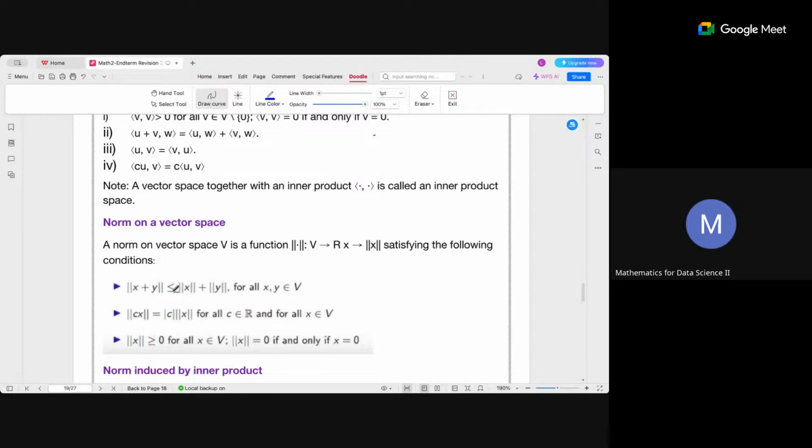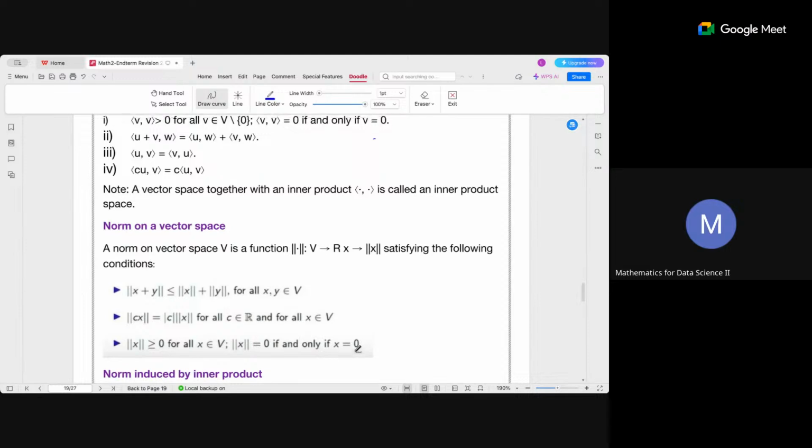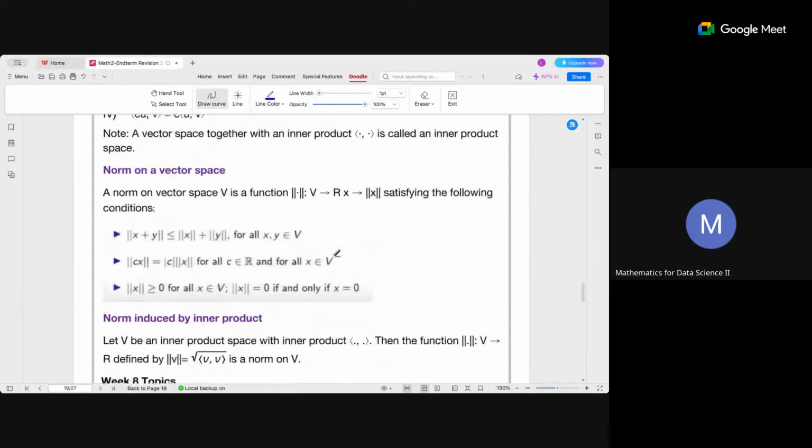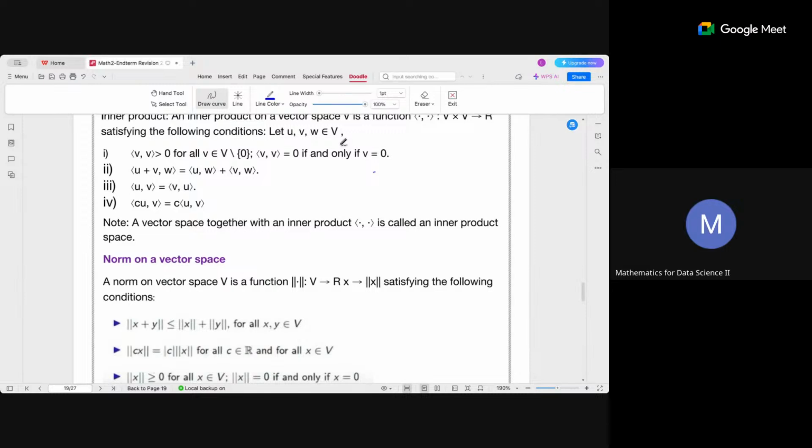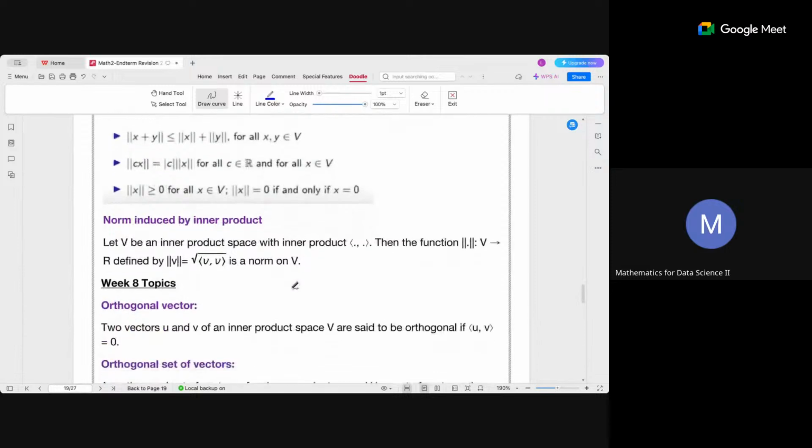And what is a norm on a vector space? A norm on a vector space is a function from the vector space to the real numbers which satisfies these three conditions. The triangle inequality, and the second one is norm of Cx equal to mod C times norm x, and norm x is greater than or equal to 0 for all x in V. And when is norm x 0? Only for the zero vector. I'm not explaining these things in detail because we have already discussed this in detail in the live sessions. Please refer to it if you have some doubts, because we don't have sufficient time to look at all the details in the revision session.